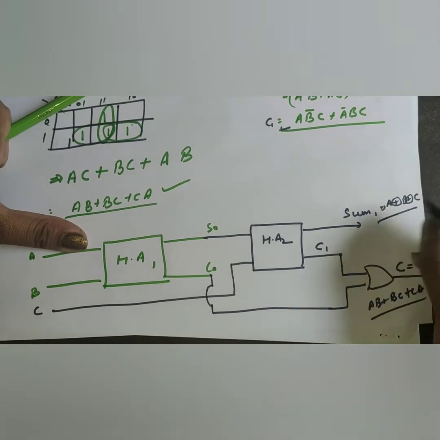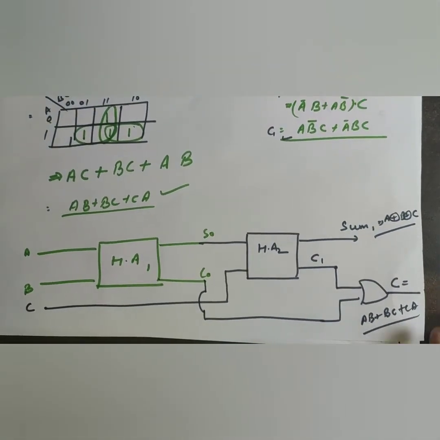That is the answer of the full adder. So it is a full adder made by using two half adders. So we need two half adders to make a full adder.